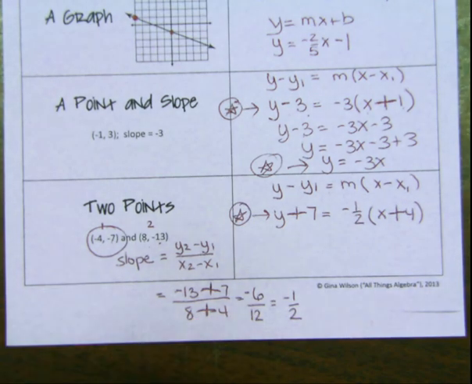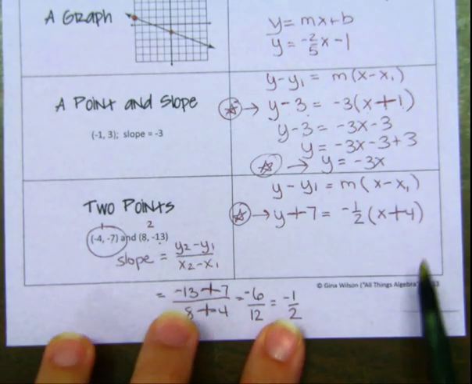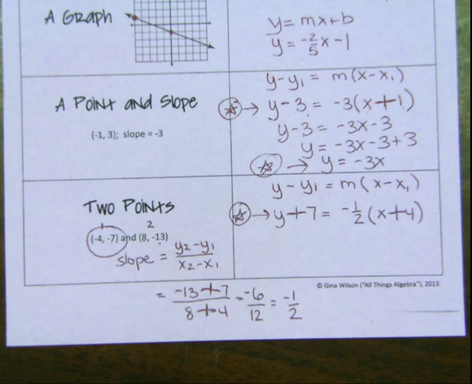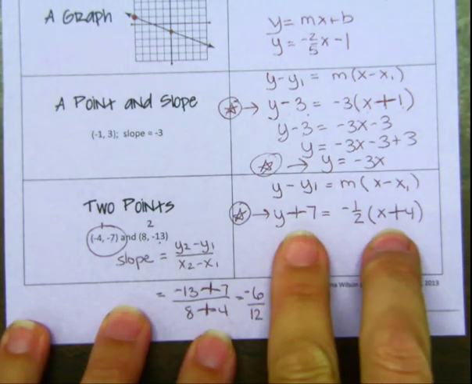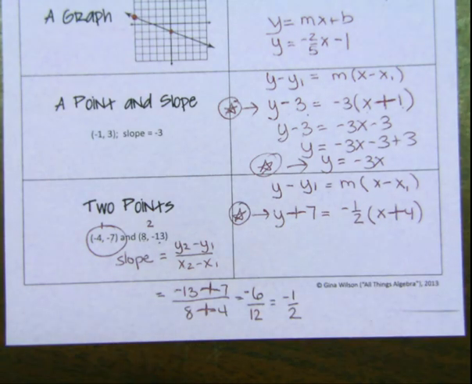And again, if you don't like the equation in point slope form, you could clean it up, you could distribute, you could move the 7 to the other side and get the equation into slope-intercept form. However, I would really like you to start being able to deal with the equation of a line in that form because it does make your life a lot easier, I think.